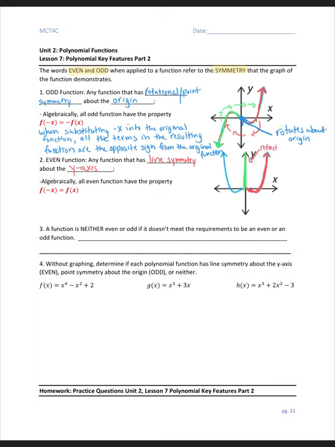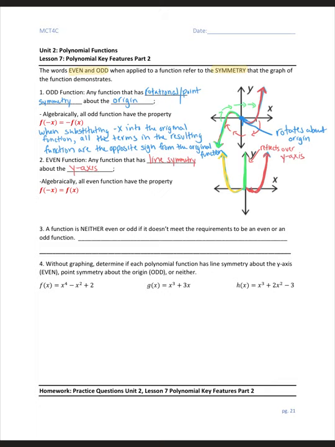So it reflects over the y-axis. If we were going to do the reflection of the right side of my graph over my y-axis, the result would be the other half of our graph here, right? It would reflect over to the other half and lay directly on that half. So that's what it means to have line symmetry about the y-axis.